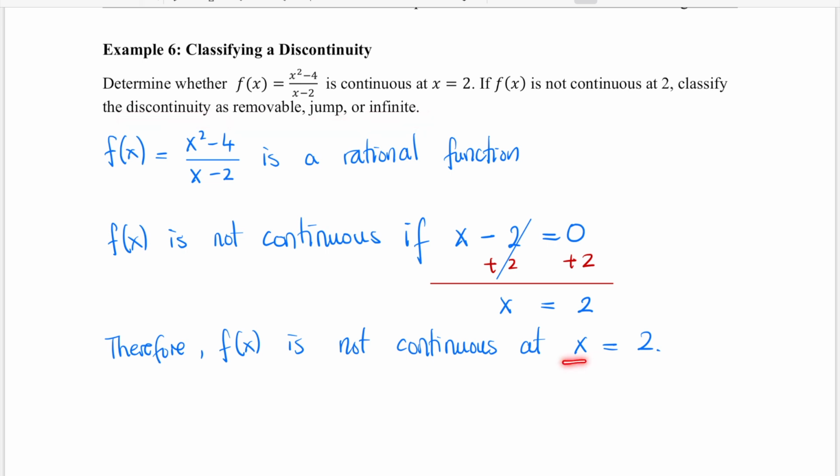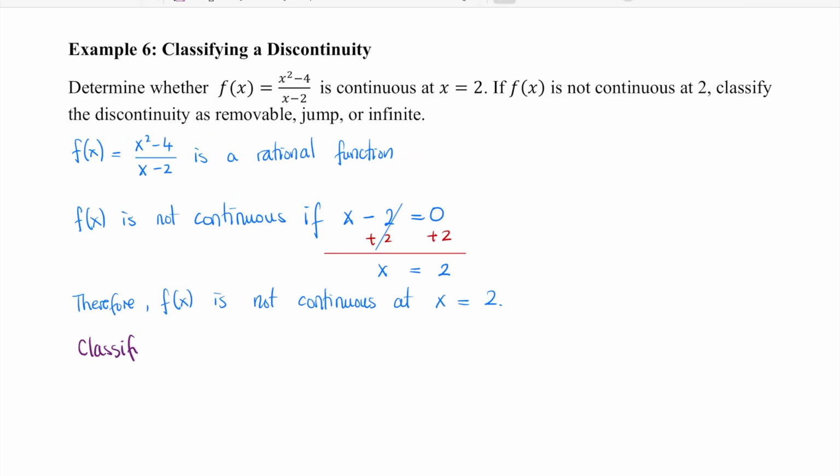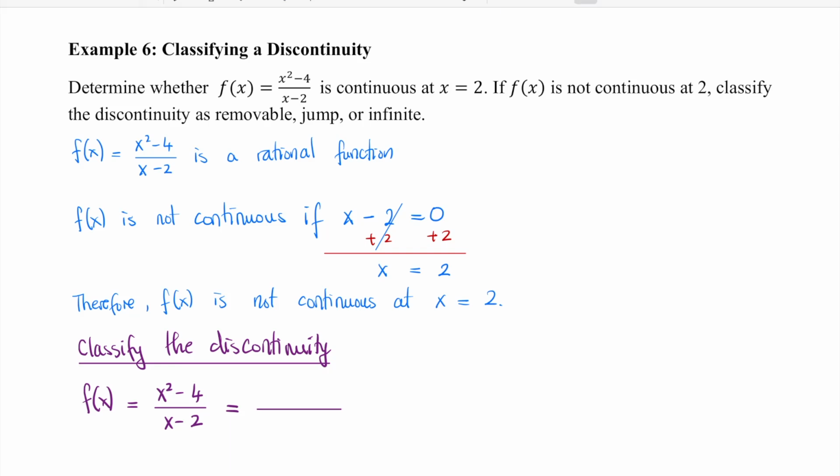In order to check to see if this is a removable discontinuity, we need to simplify the function f of x. So let's factor the numerator. In the numerator, I have x squared minus 4. This is the difference of squares. I'll factor this to (x minus 2) times (x plus 2). The denominator stays the same. From here, we'll cancel out the common factor and we'll end up with x plus 2.